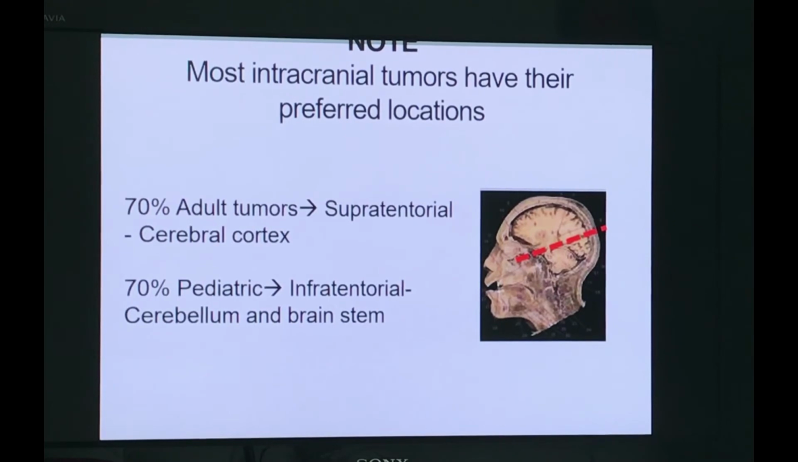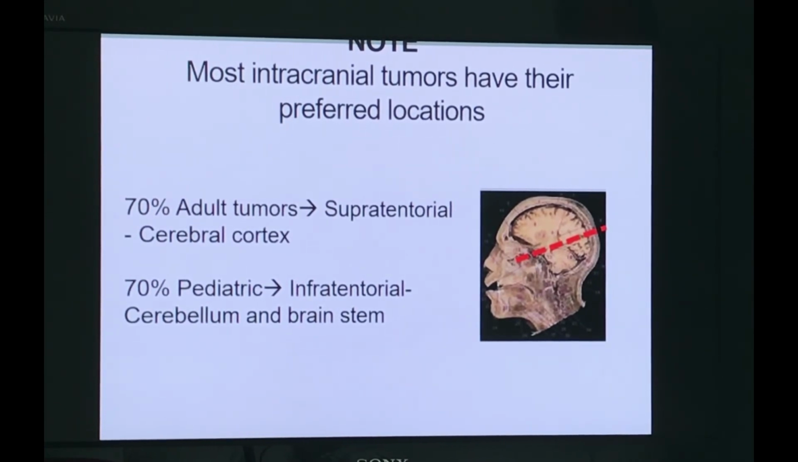So the compression on the cerebellum or any areas of the cerebellum is very common whenever there are intracranial tumors. So 70% of the adult tumors are seen above the tentorium cerebelli, mainly compressing the cerebral cortex, that is supratentorial tumors.